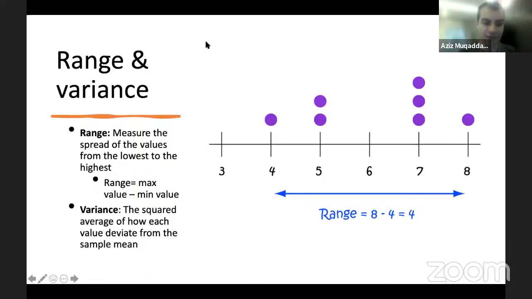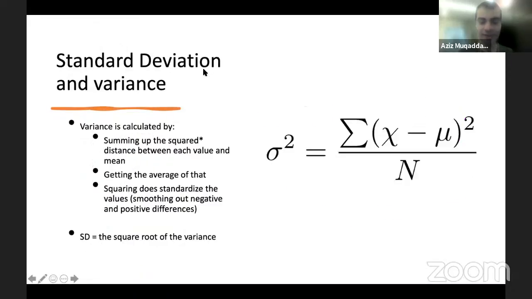Then we get something called the variance, which is the squared average of how each value deviated from the sample mean. I'm going to show you the formula, and don't get scared by the Greek letters. It's very simple. The idea is I want to see how far each participant or each unit is away from the mean, or the average.